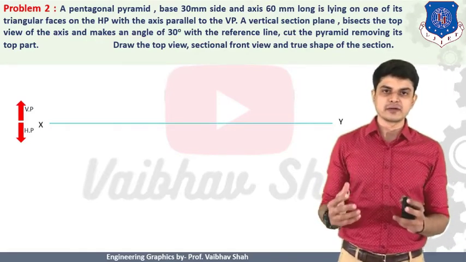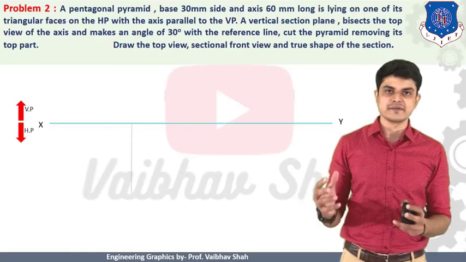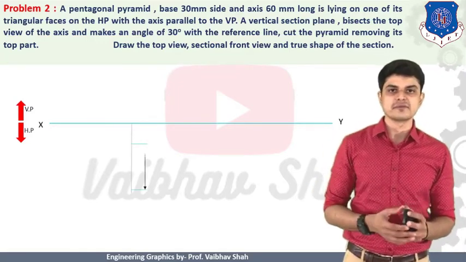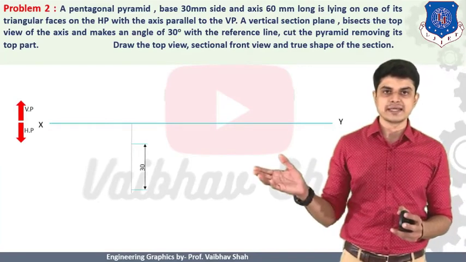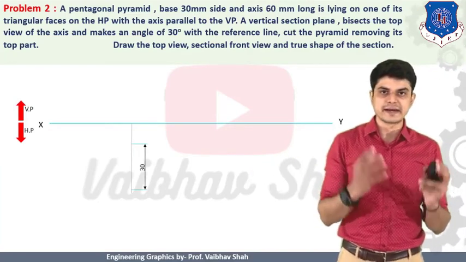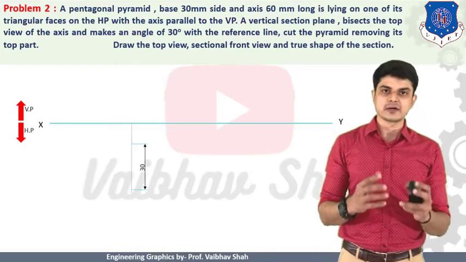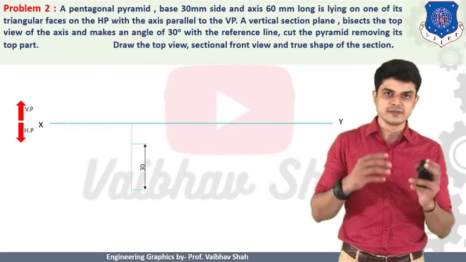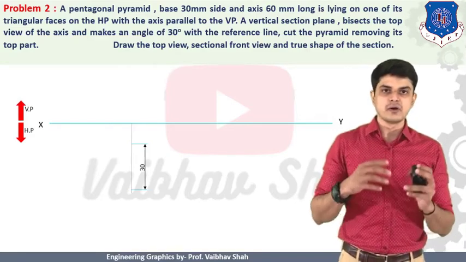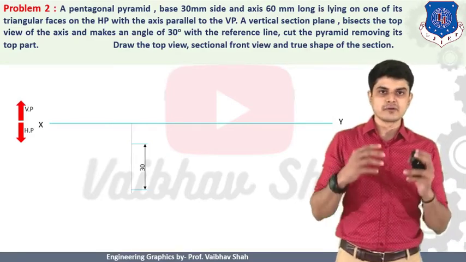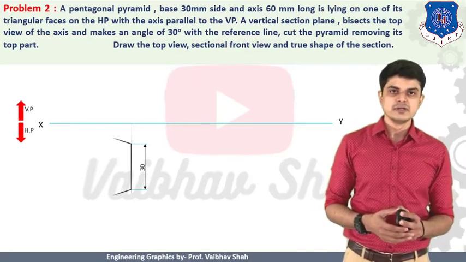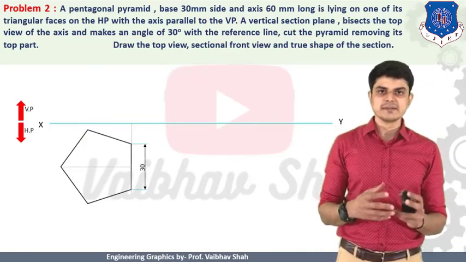So how to draw the pentagon? We should put our pentagon in such a way that one of its sides or edges would be on the right hand side of your object. We should draw a pentagon like this. One of the edges should be on the right hand side. If you put a pentagon in such a manner, it is guaranteed that one of the triangular faces must be lying on HP. So let us draw a pentagon.